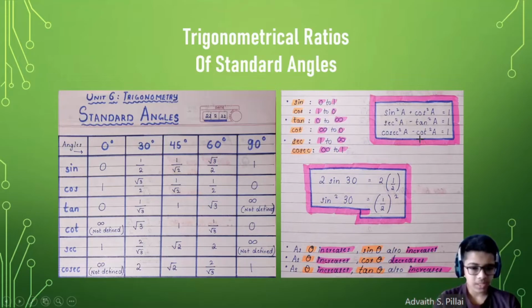For example, let's say A is 45. So sine square 45 plus cos square 45 is equal to 1. Sec square theta minus tan square theta is equal to 1. So this is also one of the formulas. For example, let's take 60. Sec square 60 minus tan square 60 is equal to 1. The same goes for cosec square theta minus cot square theta is equal to 1.